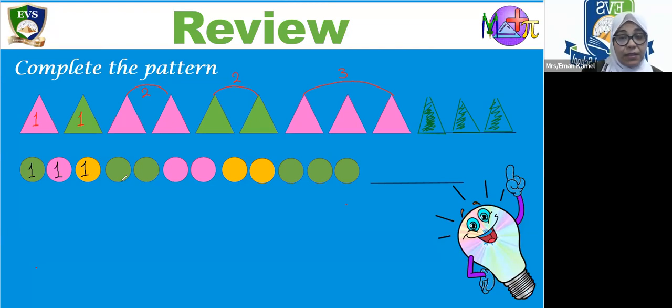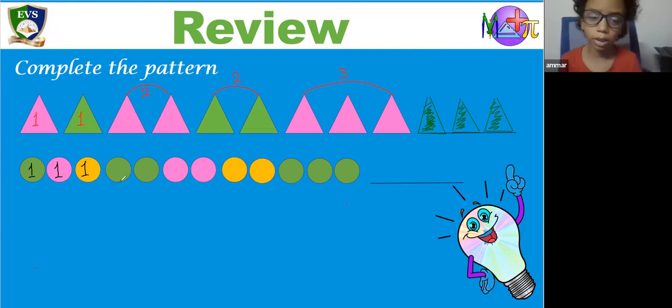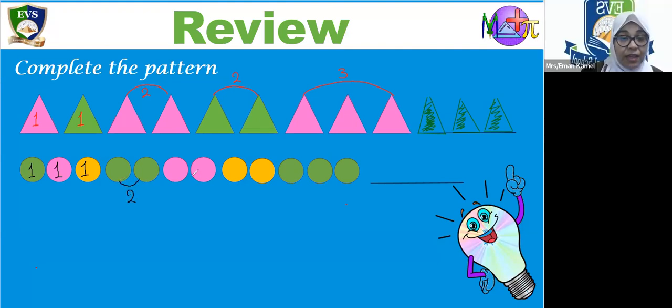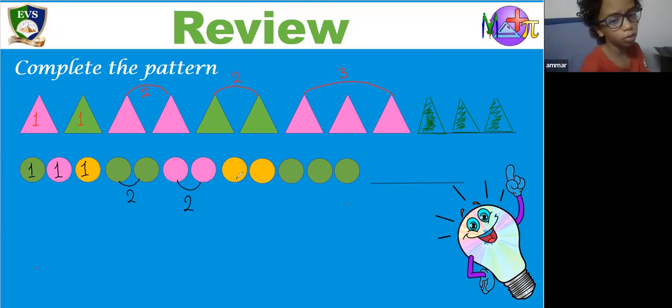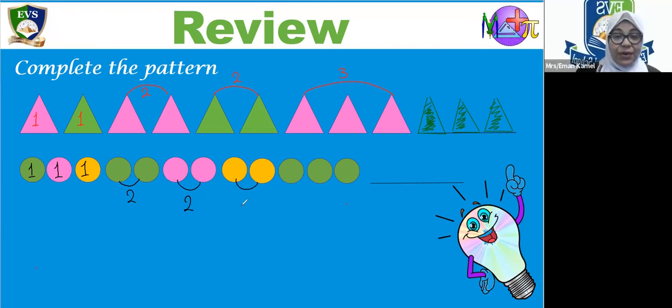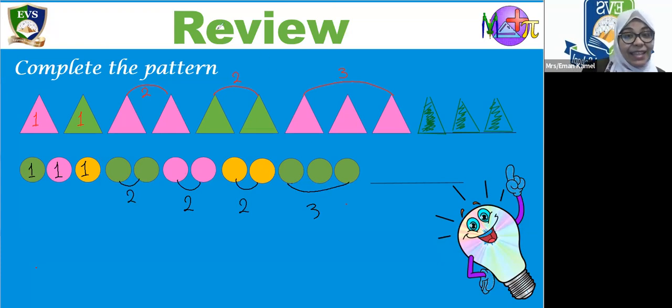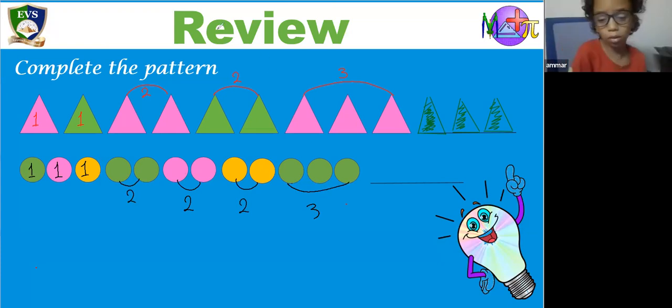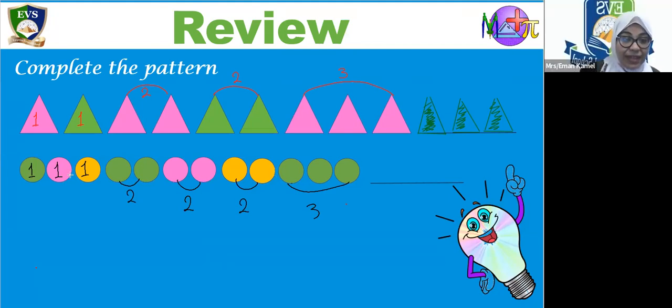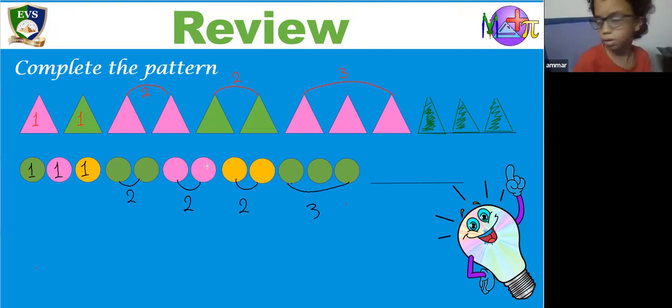After that, two green, two pink, two yellow. Then three green. Yes, three green. So what's next? Three yellow. After green, yellow? After the green, black? Huh?